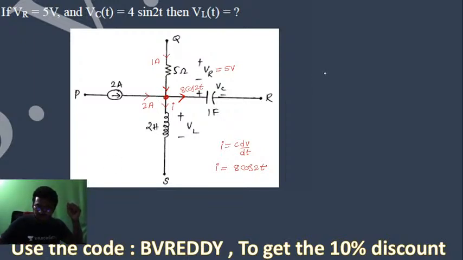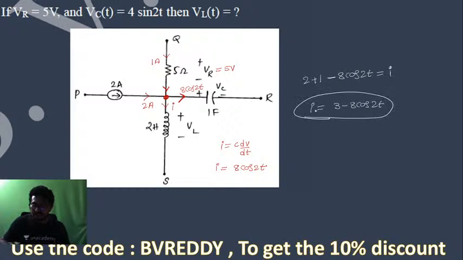Now tell me this thing here. KCL now here. 2 is an entry current. 1 is also an entry current. And here minus 8 cos 2t is a leaving current. This is the leaving current, which is equal to I. So how much is the I value here? 3 minus 8 into cos 2t. This is the current through the inductor.